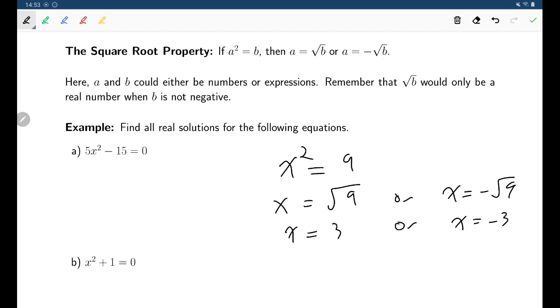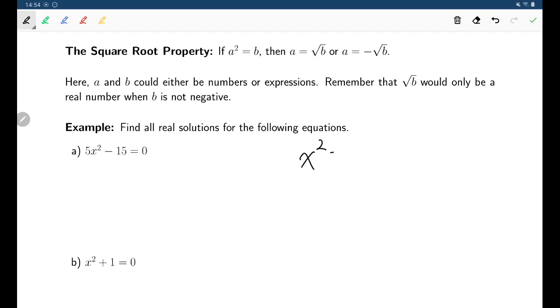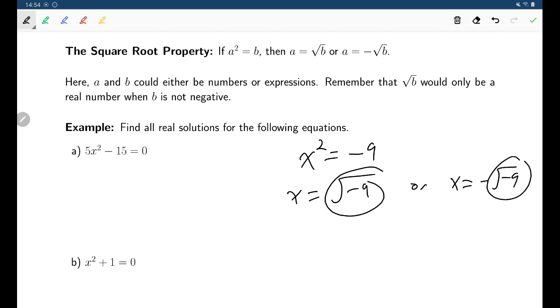Now, of course, the other thing to keep in mind here is that for roots, this would only be a real number provided what's inside the root is something that's not negative. So if you'd had, for example, x squared equals negative 9, and you said, well, then x is either the positive root of negative 9 or the negative root of negative 9, that's not a real number, and that's also not a real number, so you would say there are no real solutions.